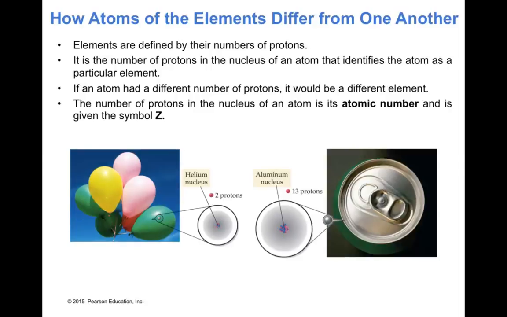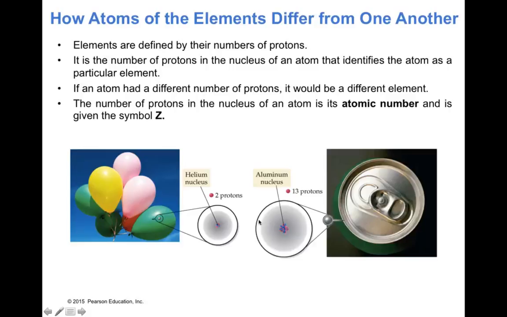Here we have an example of two different elements, helium and aluminum. Here we have that in the nucleus, helium has 2 protons, so the atomic number for helium is 2, while aluminum has 13 protons in the nucleus, so that's why the atomic number for aluminum is 13.